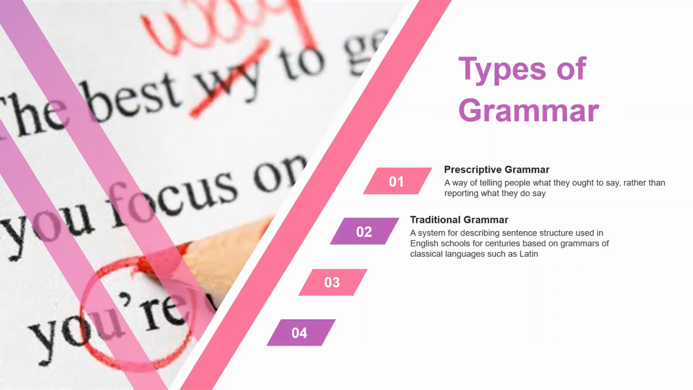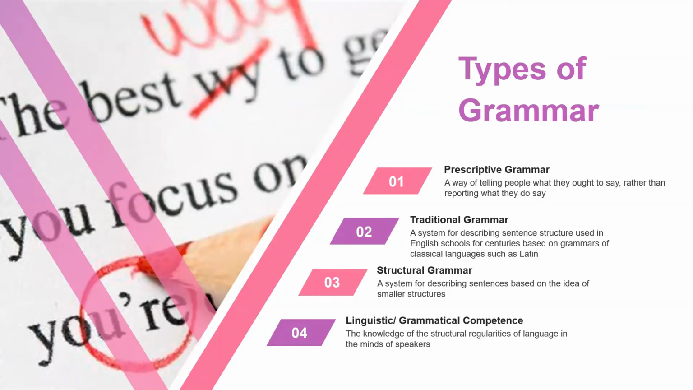The school grammar largely concerned with labeling sentences with parts of speech, such as nouns, verbs, etc. Third is structural grammar, a system for describing sentences based on the idea of smaller structures. This is the grammar concerned with how words go into phrases into sentences. The last is linguistic or grammatical competence. This is the knowledge of the structural regularities of language in the minds of speakers. This is the knowledge of structures or rules, etc., stored in a person's mind.